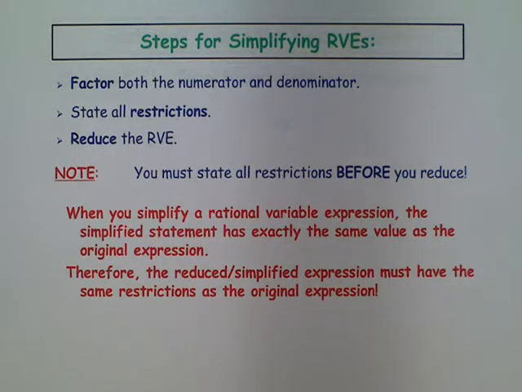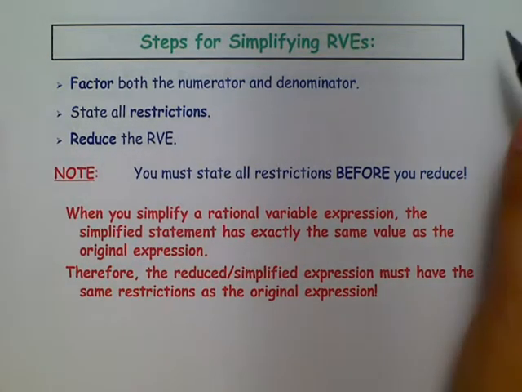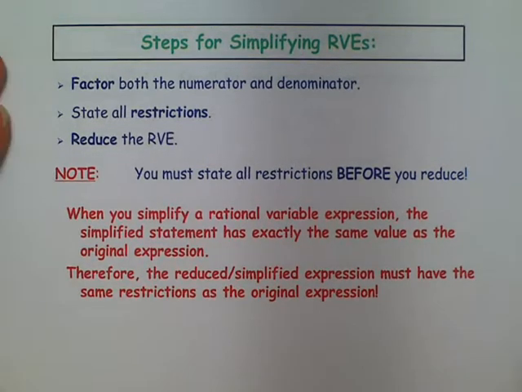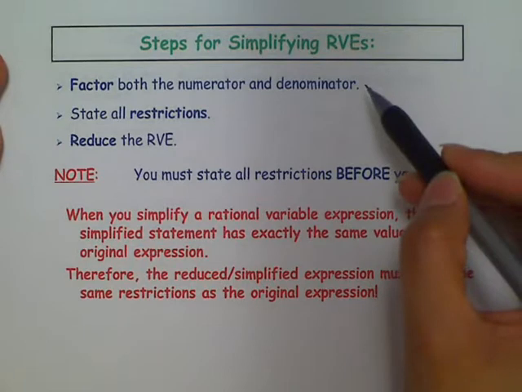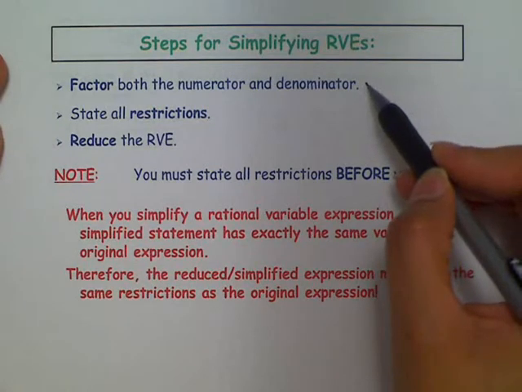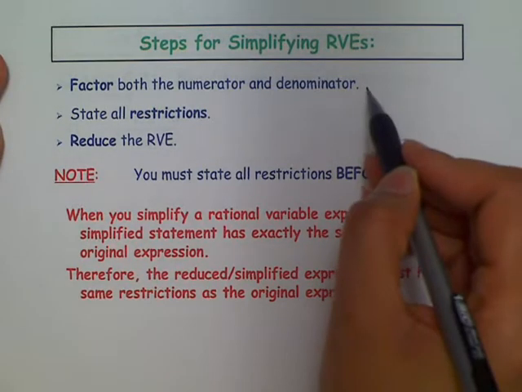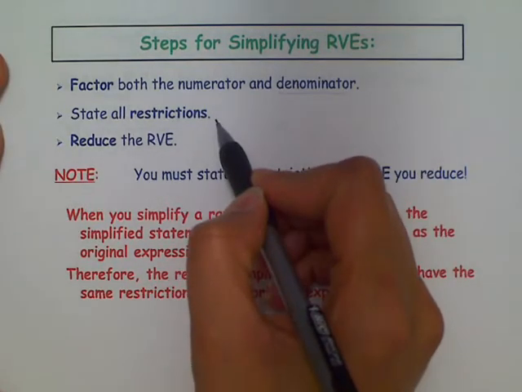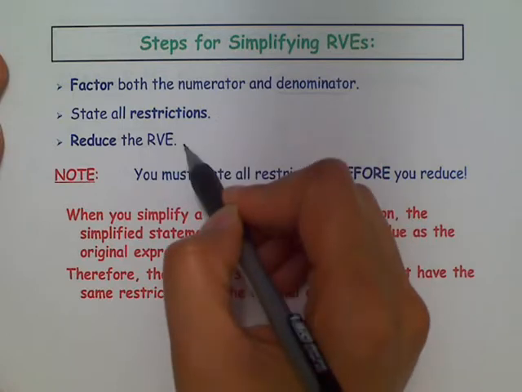Steps for simplifying RVEs. Our goal in this lesson is to simplify RVEs. One thing you need to remember is that you need to factor both the numerator and denominator. Once you have the denominator in factored form, we can state all the restrictions on the variables. And then from there, all we're going to do is reduce the rational variable expression.